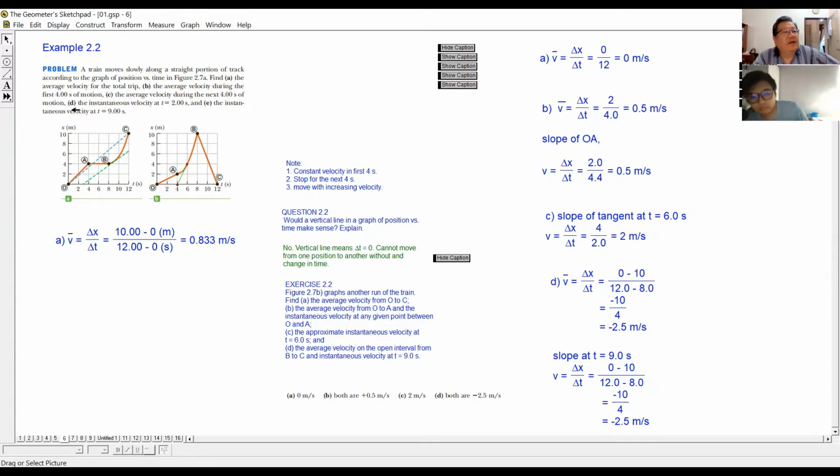Average velocity during the first 4 seconds of the motion. First 4 seconds of the motion means from where to where? You read the graph here. From where to where? First 4 seconds of the motion, from O to A. Yes, correct. O to A. So what is the change in time? What is the change in displacement?